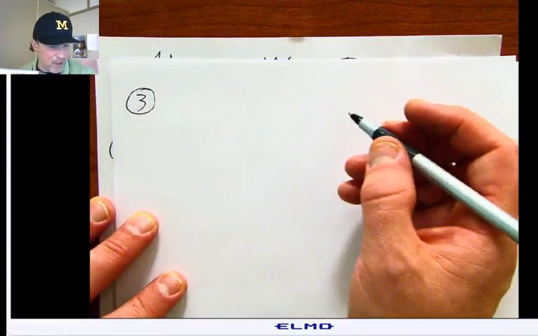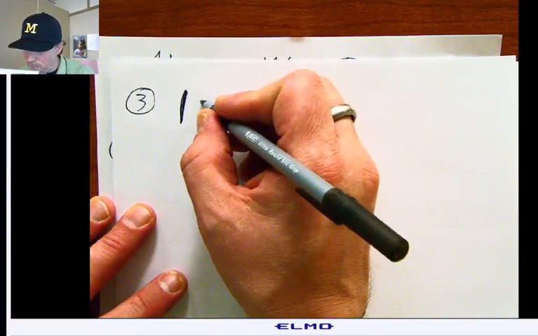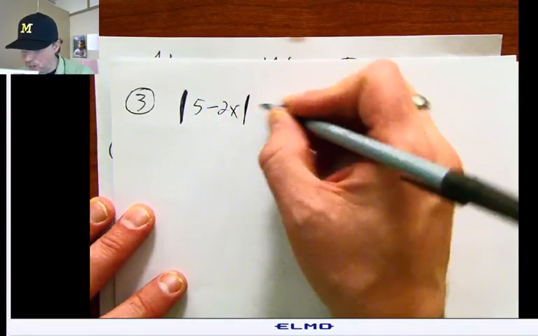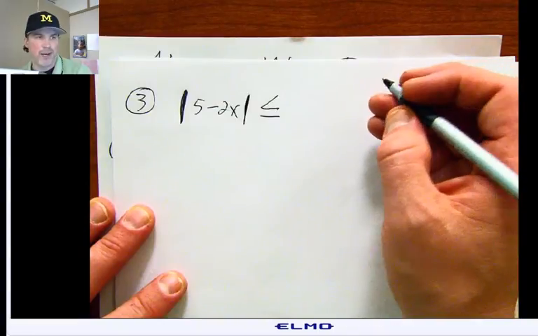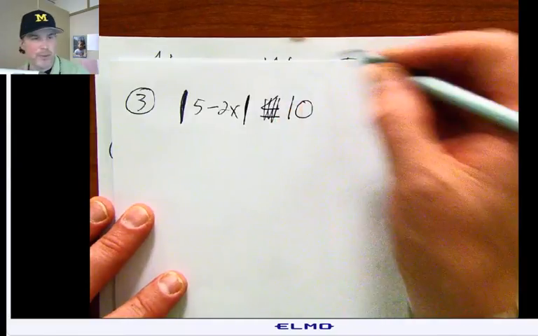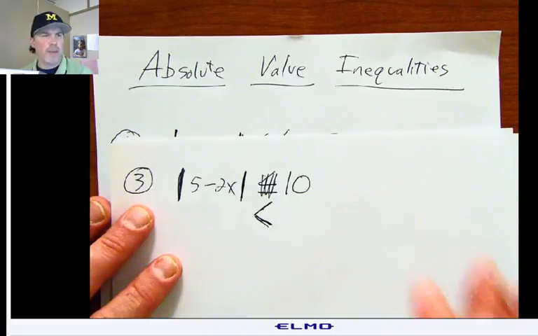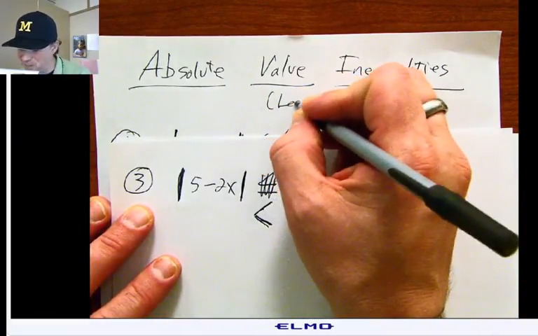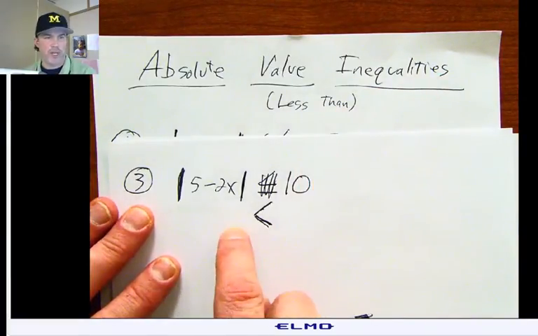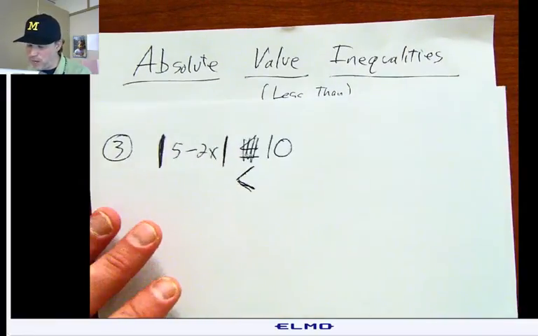Example 3, let's make this as hard as possible. Absolute value 5 minus 2x, close absolute value, less than or equal to, I don't know, 10. Oh wait, I don't want to go less than or equal to because that's what we did for the first one. For this one, let's just go less than. And did I even mention, in our absolute value inequalities today, sorry I didn't mention this before, we are only doing less than absolute value inequalities today. These both were less than, this one's less than. All of these less than graphs always work out the same.